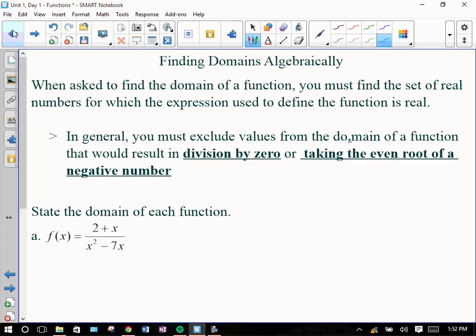All right, so I would say this is one of the more important things that you need to come away from pre-calculus knowing how to do: finding the domain algebraically of a function.